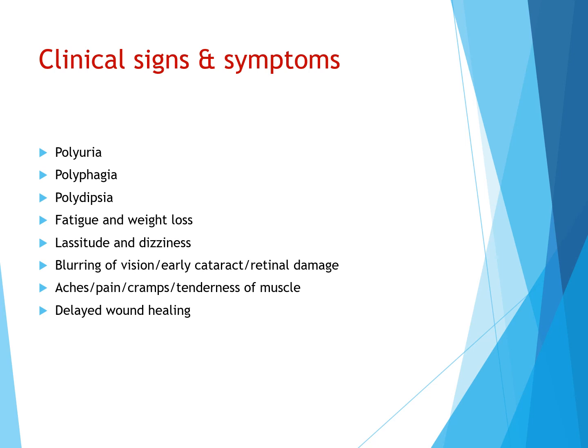The clinical signs and symptoms of diabetes. The main signs and symptoms are considered to be polyuria, polyphagia, and polydipsia. It simply means excessive urination, excessive hunger, excessive appetite, and excessive thirst.